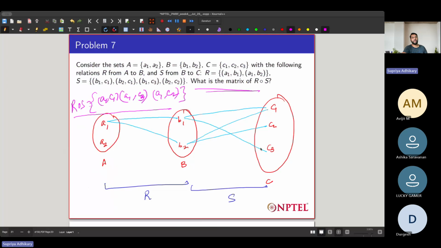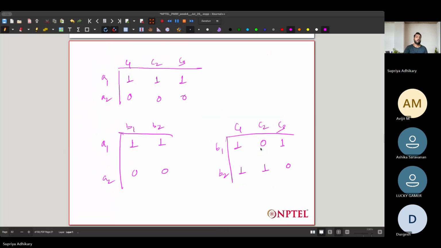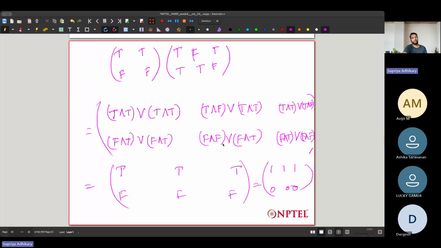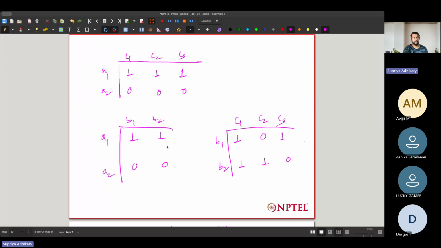But let's say we are given A, B, and C, and the sizes of all of them are like 5 or 6. Then our graphical method would not be very useful. So rather, we should just be doing this matrix multiplication operation. We just find out all the matrix representations of R and S, and then we do the composition. Okay.